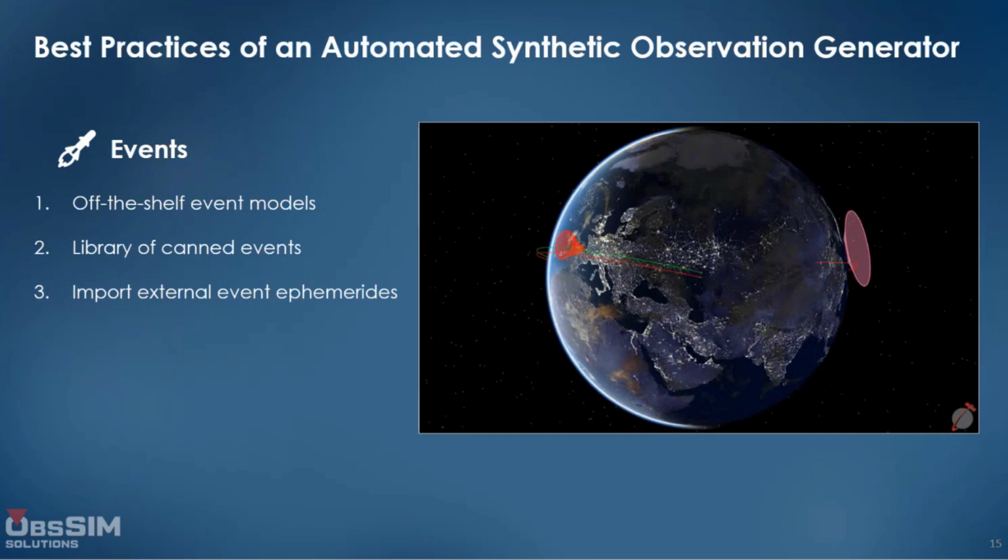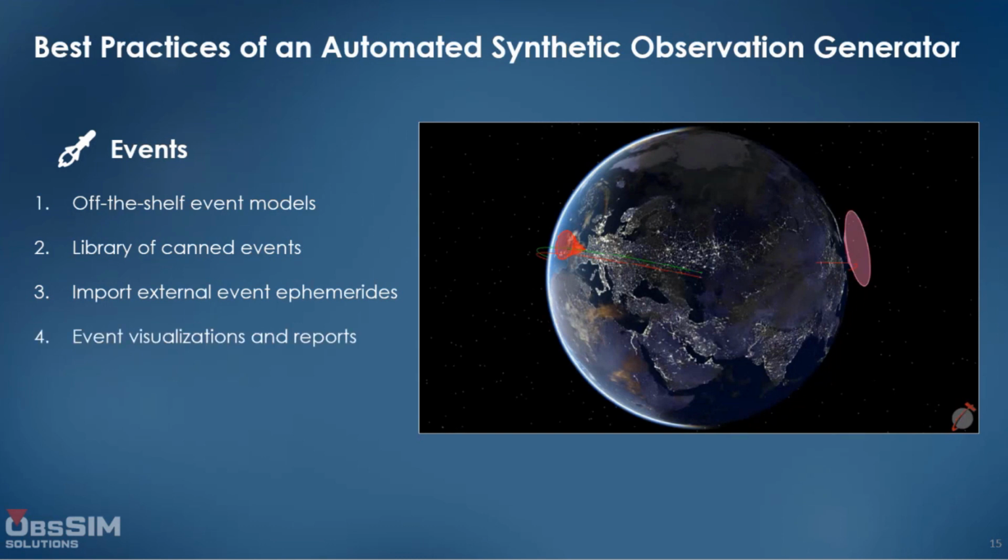So by providing these three capabilities, a system would allow maximum flexibility. So models that already exist, pre-made events that already exist, and the ability to bring in external data that already exists. All three of these allow great flexibility to exercise designers for creating space events.